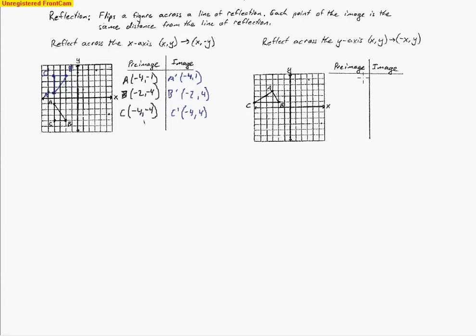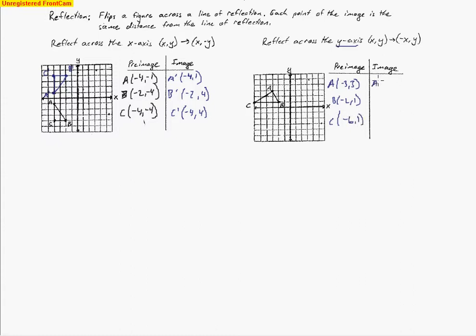So we're going to see that same sort of concept, but it'll be a little bit different for when it is reflected across the y-axis. So let's start with our points. A is -3, 3. B is -2, 1. C is -6, 1. These are the points just from what I had over here.